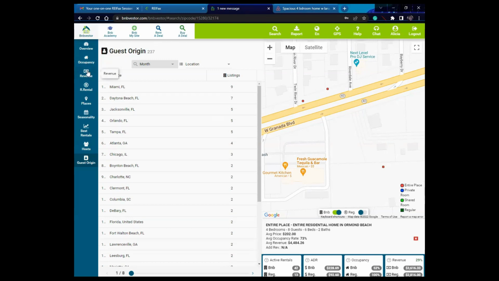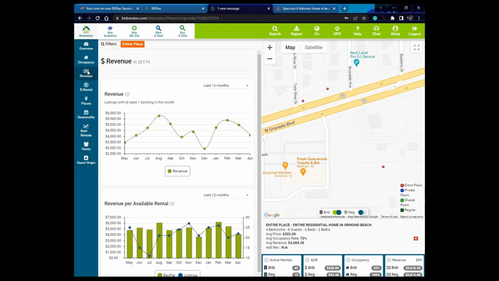Okay, so let's look at the revenue. Again, this is as we saw before. Well, this one shifted a little bit. In this particular area, it's not July. It's August, the best month, and February. Yes, in this area, it shifted a whole month. Curious.